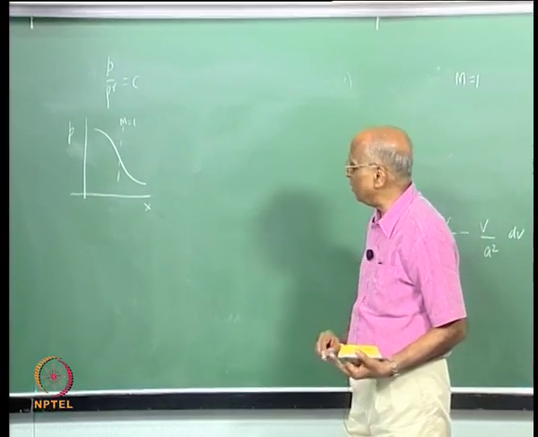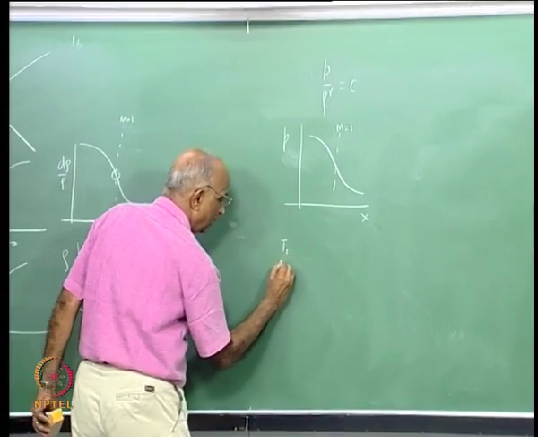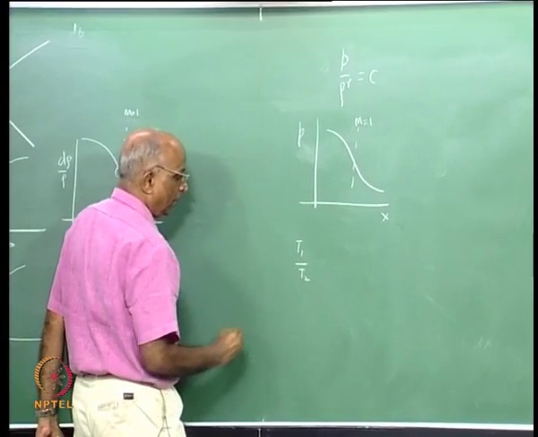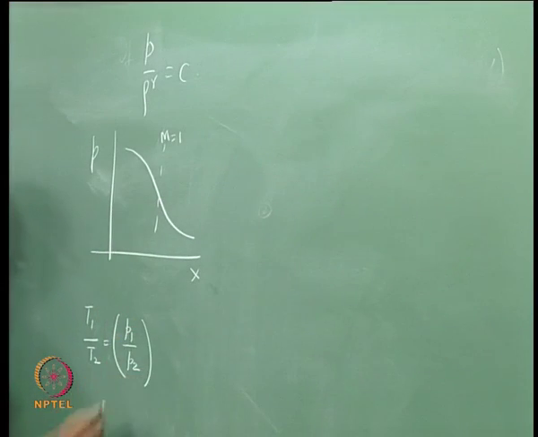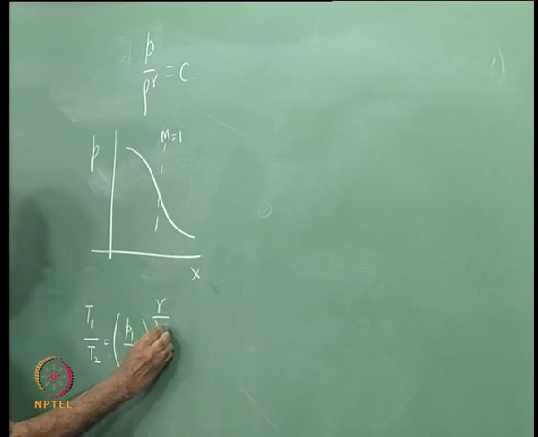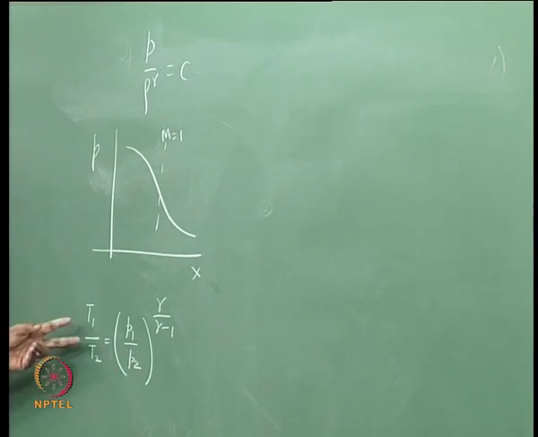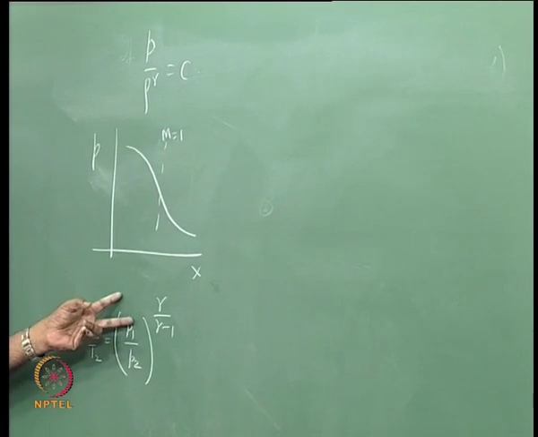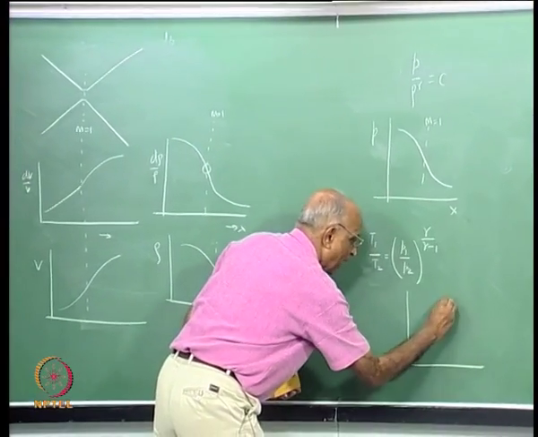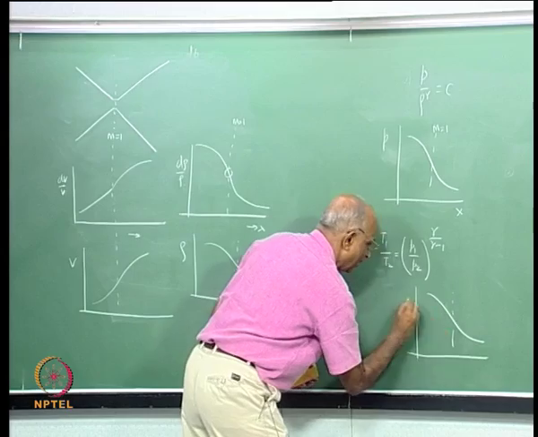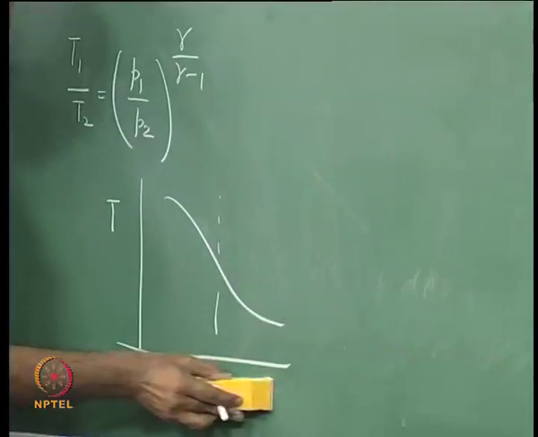And we also had derived an expression which said the temperature T1 divided by T2 is equal to P1 by P2 raised to the power gamma minus 1 by gamma. Or rather, P1 by P2 was T1 by T2 raised to the power gamma by gamma minus 1, and therefore the temperature, if I have the throat here, should also decrease, and this will be my temperature variation with respect to the distance x.